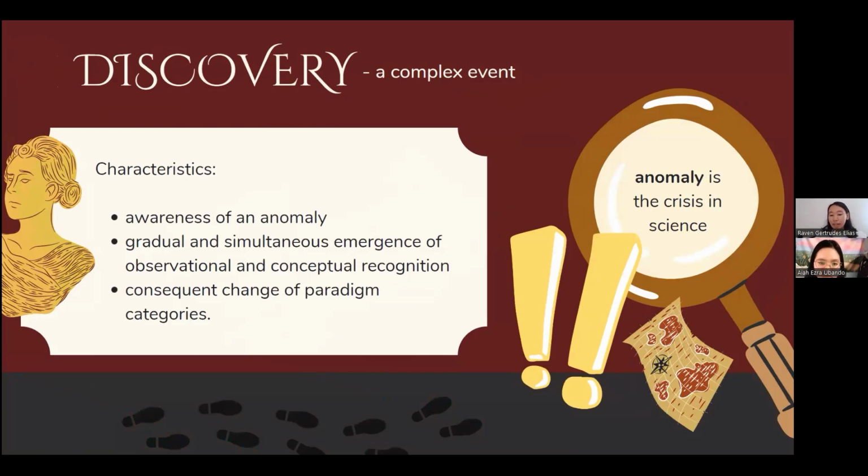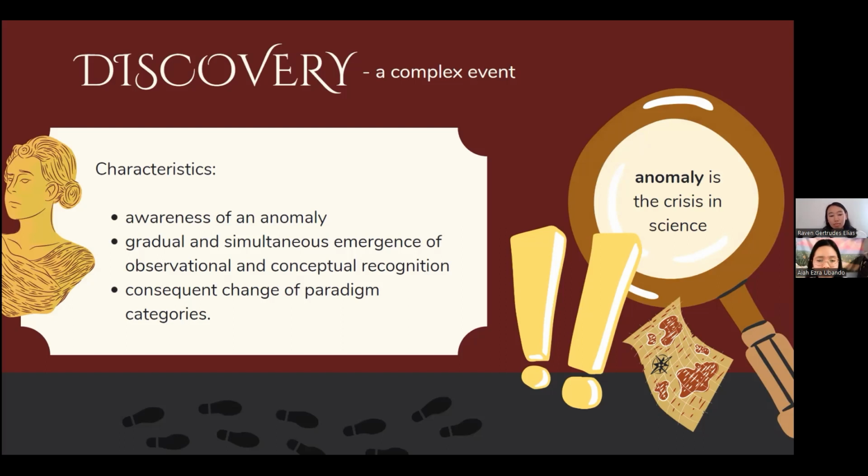If you're wondering what that is, an anomaly refers to the crisis in science that arises when confidence is lost in the ability of the paradigm to solve particularly worrying puzzles. So, to put it simply, an anomaly is the basis for most discoveries in the scientific field. Through an anomaly awareness, conceptual categories are adjusted and an anomaly is predicted.